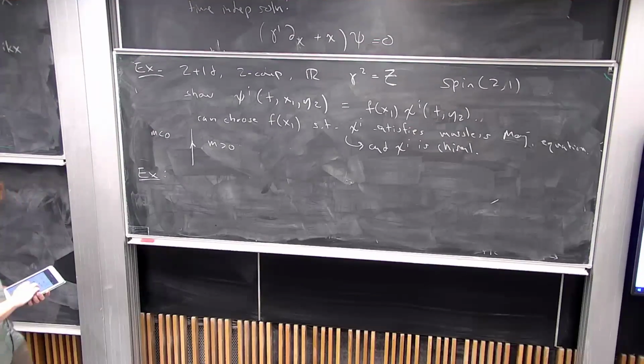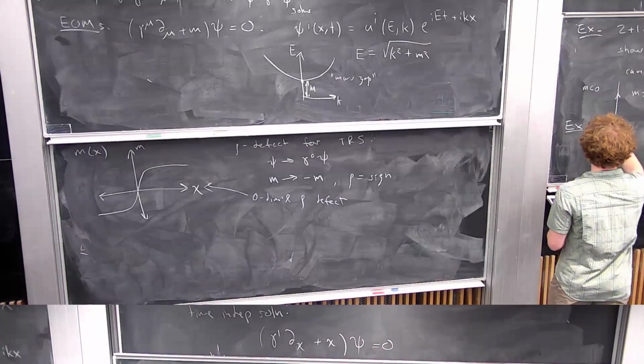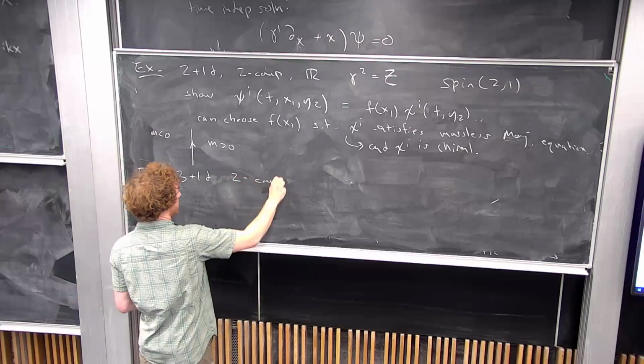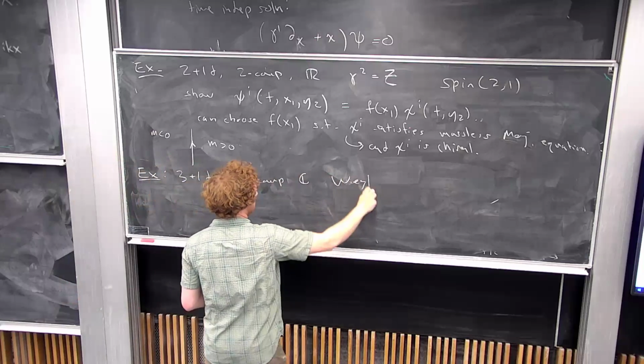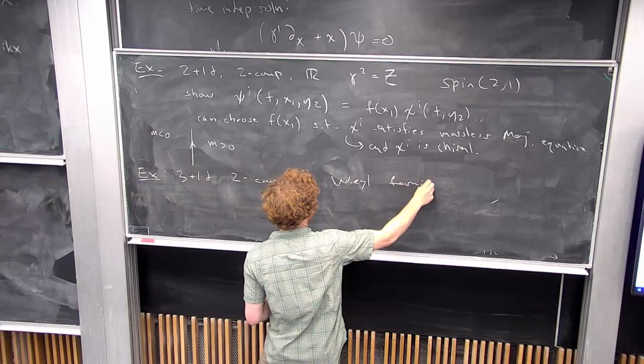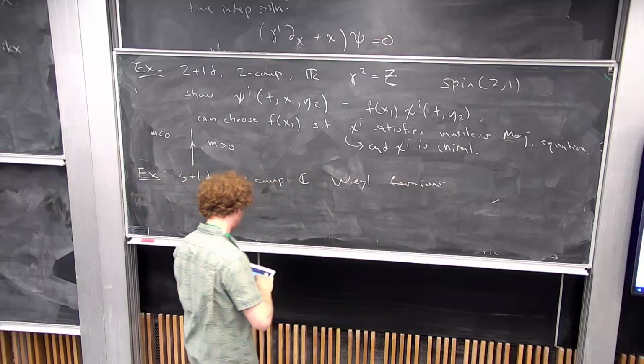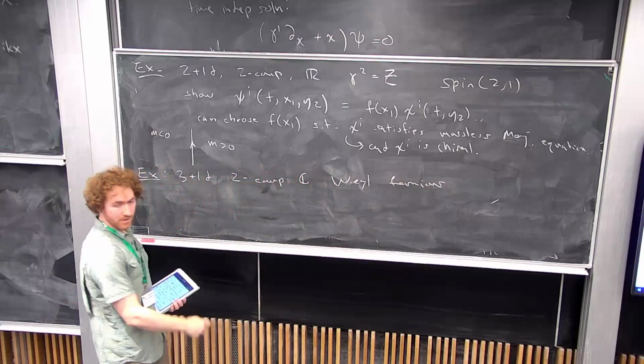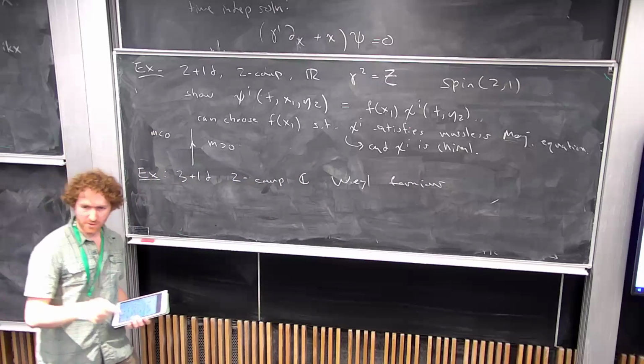Another good exercise. So 3 plus 1D, 2-component complex fermions. So these have a Majorana mass. They have 2 mass terms.